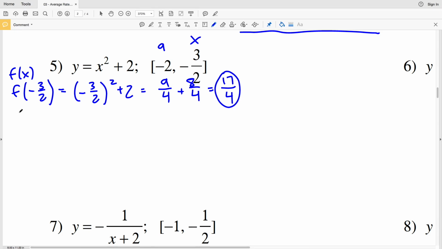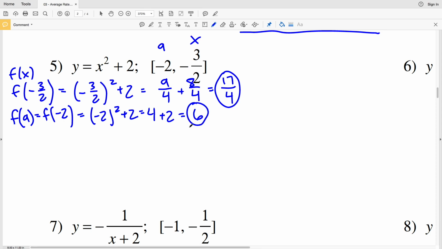Next, I'll solve for f of a, which is f of negative 2. So I'll have negative 2 squared plus 2, which equals 4 plus 2, which is 6. So f of a is 6. Now I can write this in my formula. f of x minus f of a over x minus a.